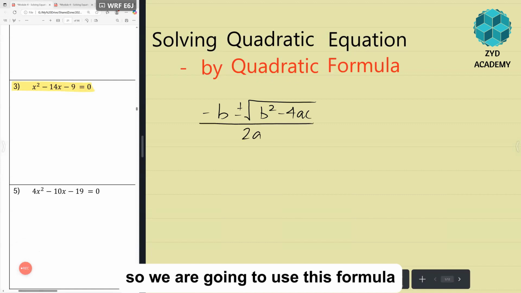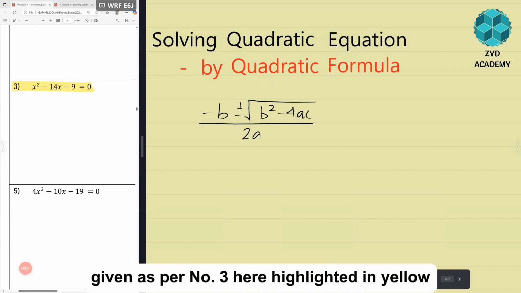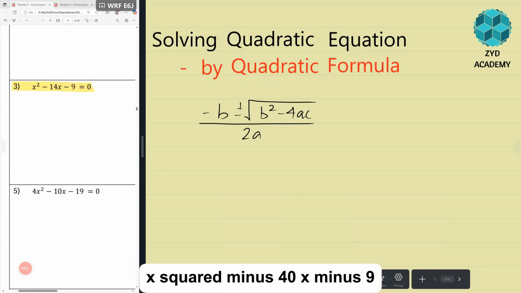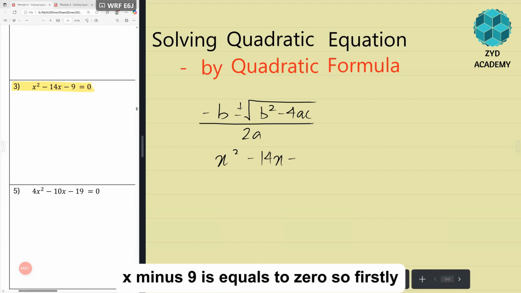Okay, so we are going to use this formula, and the equation is given as per number 3 here, highlighted in yellow: x squared minus 14x minus 9. So let's put down the equation: x squared minus 14x minus 9 equals 0.